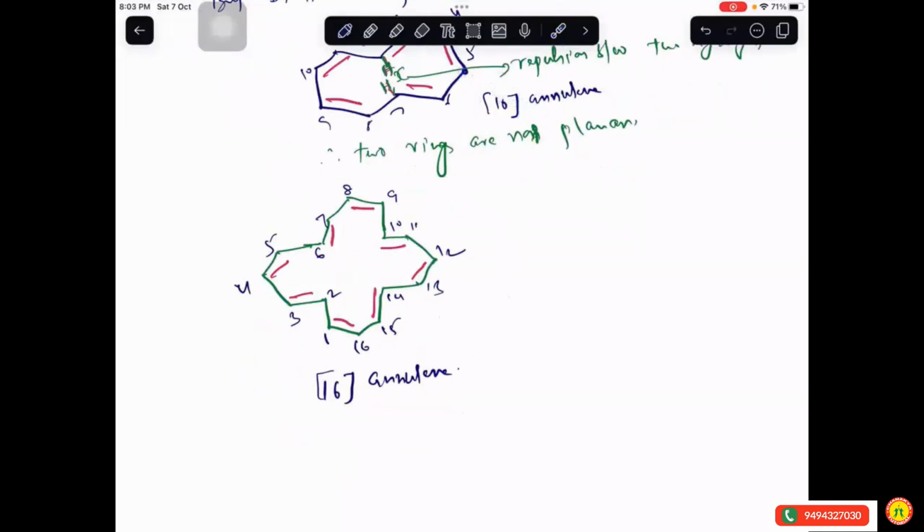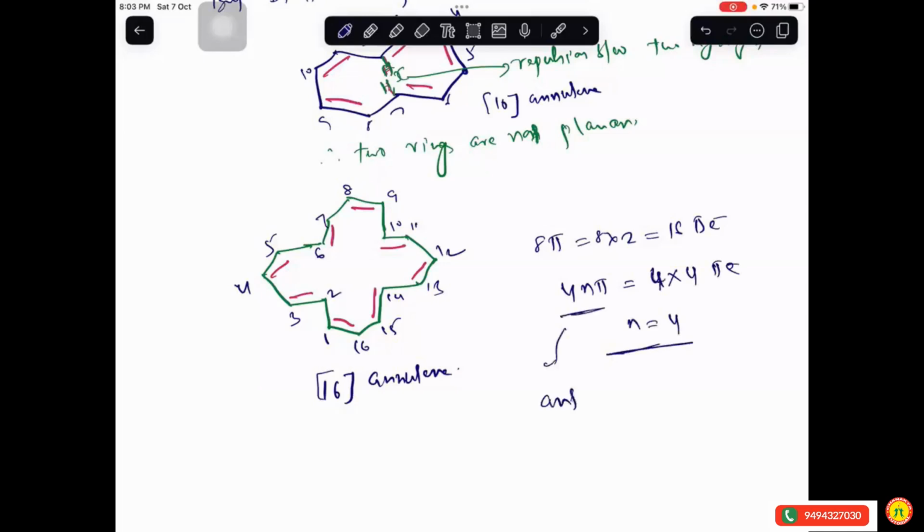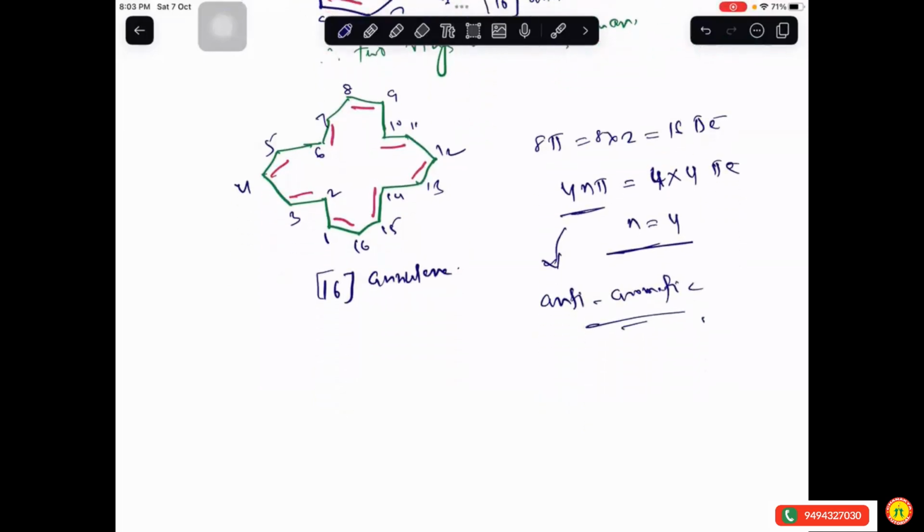Now we will check whether it is aromatic or not aromatic. First, how many pi bonds are there? 1, 2, 3, 4, 5, 6, 7, 8. 8 pi bonds, right? 8 into 2, nothing but 16 pi electrons. 16 pi electrons, you can write as 4n, that is 4 into 4 electrons. So n is equal to 4, nothing but 4n. This is anti-aromatic. It follows the 4n rule, nothing but anti-aromatic, right? Most of this kind of compound they ask in negative marking questions.